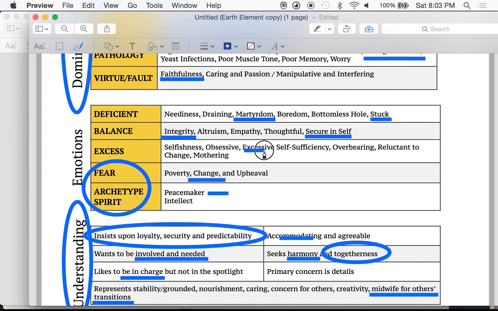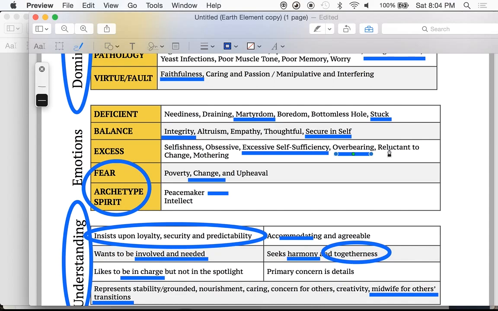obsessive, excess self-sufficiency, where you have to save everything and it almost becomes pathological. Because why? Because you have this earth energy that wants to be stable and secure. And in your current situation, you don't feel stable and secure. So you don't have anywhere for that energy to be expressed. And so you almost become obsessive in saving and being self-reliant and self-sufficient, overbearing. You start lecturing others because that's how it's manifest. Reluctant to change, really difficult there. Mothering. So you can see that instead of just going, why am I this way?